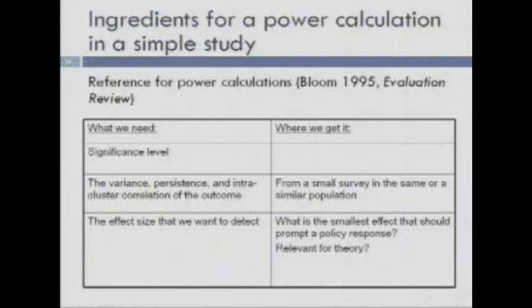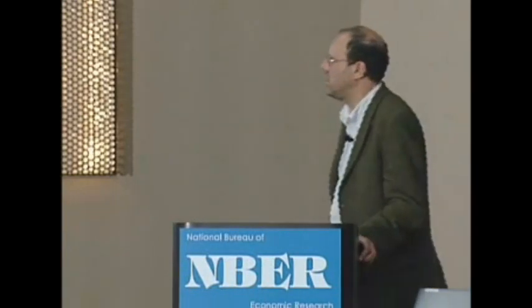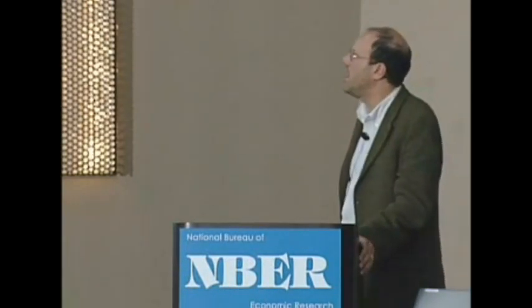Ideally you have some pre-data, but if you don't, you can look up some data from somebody else's study in a similar population. How much variation in test scores is there, or in wages, or consumption? What's the effect size that you want to detect?